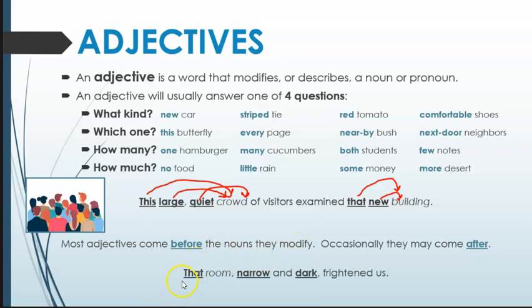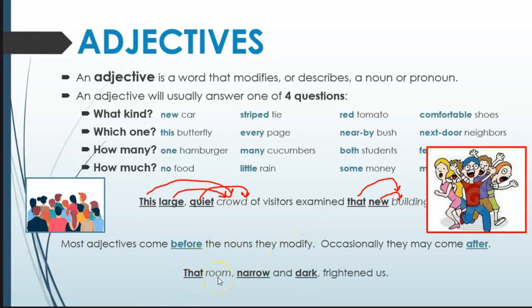So in this case, that room, narrow and dark, frightened us. That is telling us which room. Narrow and dark are also describing room. Notice the arrows going the other direction. Normally adjective arrows go right. In this case, these are going left. And they're set off with a comma here, frightened being the verb. And it just adds a little variety to the sentence structure. Narrow and dark telling us what kind of room it is.